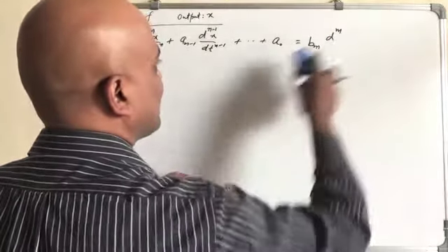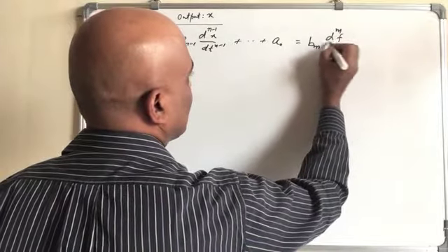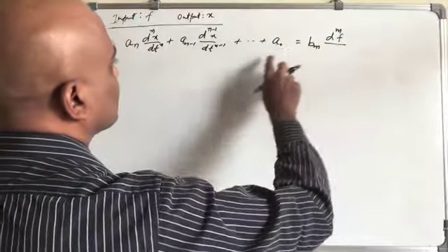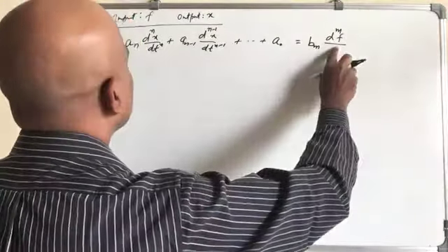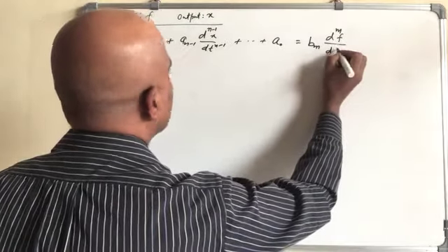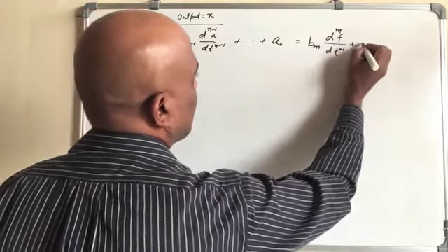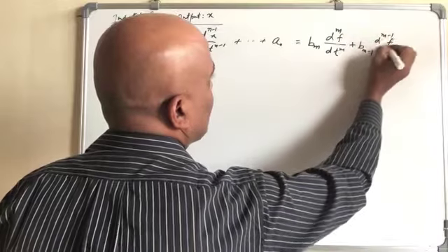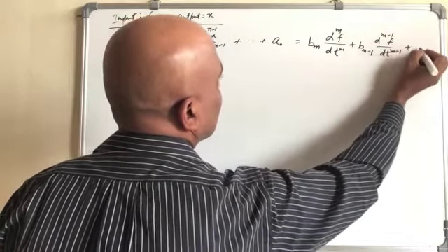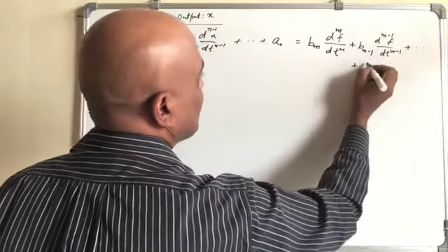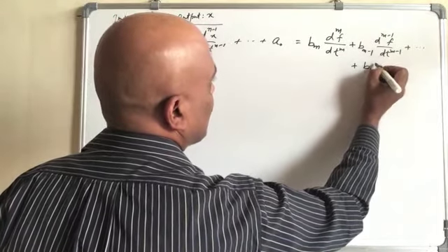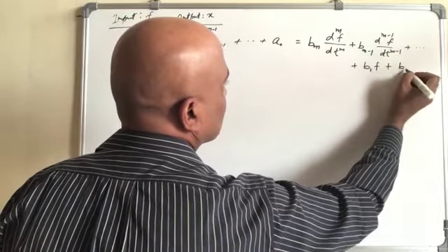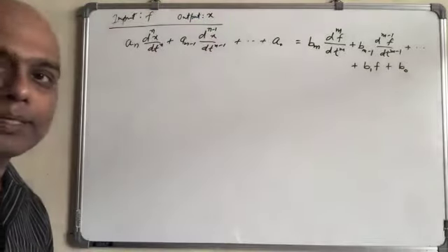That side we can write as f, like this one. Yeah, f, right? Okay, and then we will have d^m, then b_{m-1} d^{m-1} f over dt^{m-1}, and so on. Then we have b_1 f, and then b_0 f. Let us say it is like this.